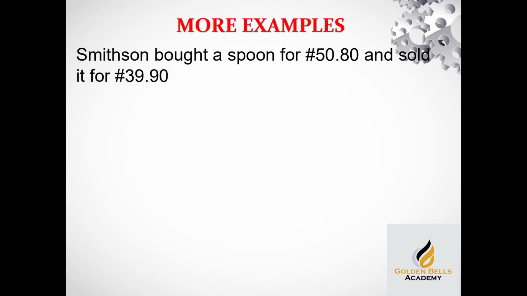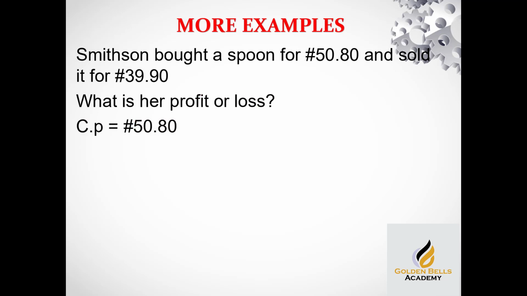Smithson bought a spoon for 50 naira 80 kobo and sold it for 39 naira 90 kobo. What is our profit or loss? CP is 50 naira 80 kobo, while the selling price is 39 naira 90 kobo. So the selling price is less than the cost price. Therefore, there is loss.